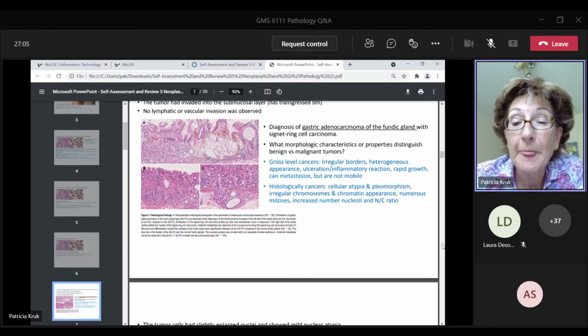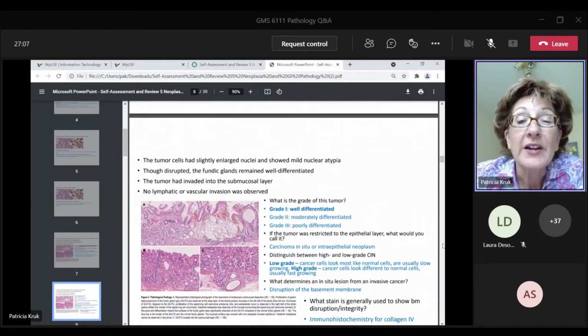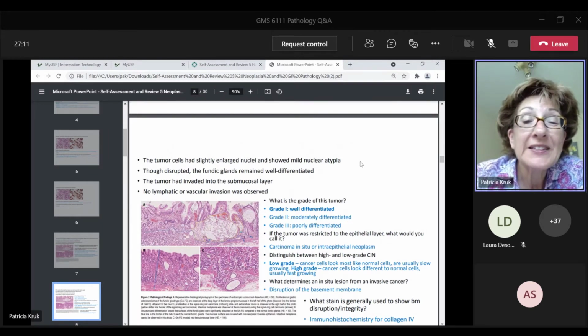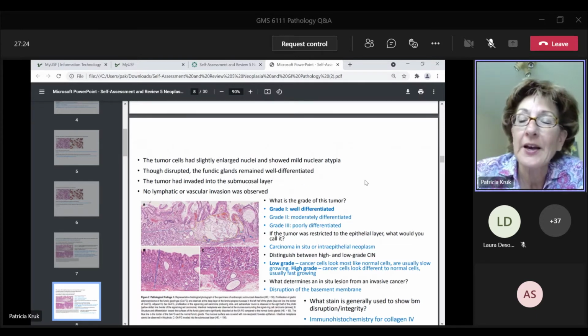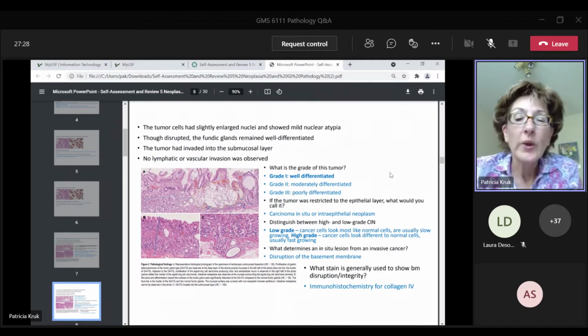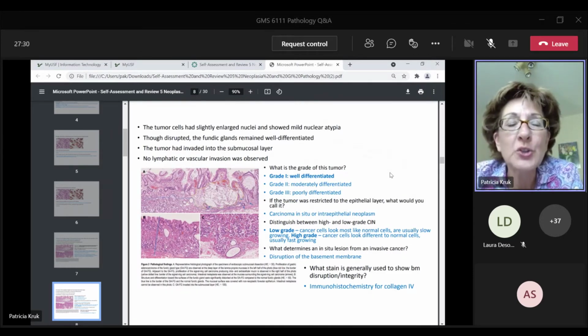Okay, keep going. All right, so we saw that again, there were enlarged nuclei, little atypia, but generally the glands still look well differentiated. It had invaded into the submucosal layer, which means it breached the basement membrane, but there was no evidence of vascular or lymphatic presence. So we have two very important terms in cancer, and again, please remember these.